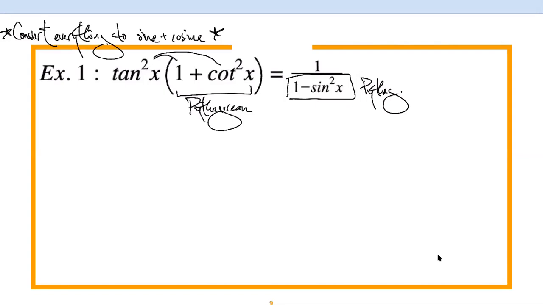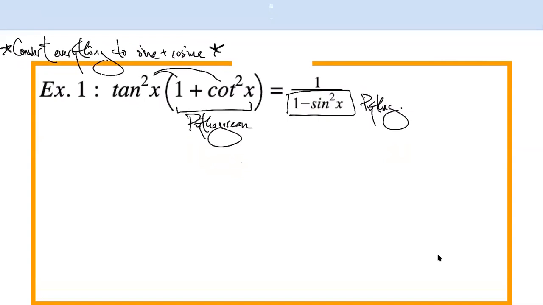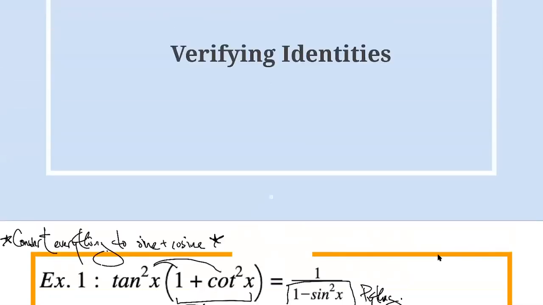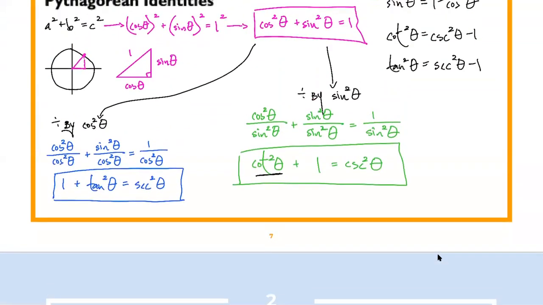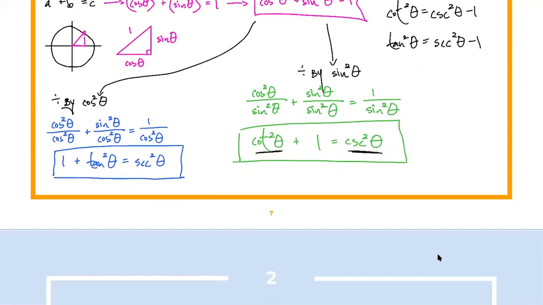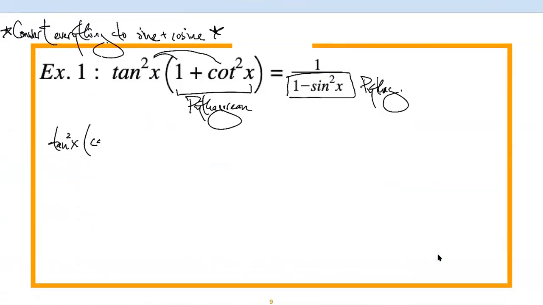So let's start with the left-hand side here. And I like the suggestion of the Pythagorean identity since we just learned that. And so let's take our tangent squared. We'll keep that. And we're going to replace 1 plus cotangent squared. Let's go back up for a minute. 1 plus cotangent squared, I'm going to replace that with cosecant squared. Okay.